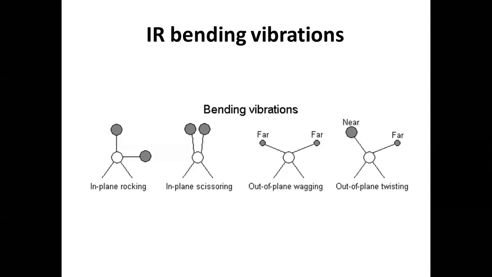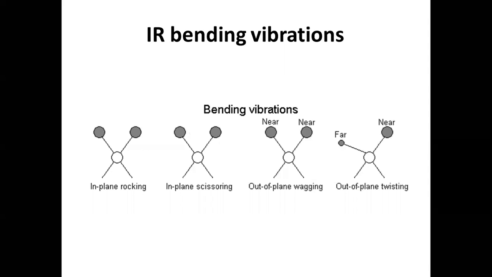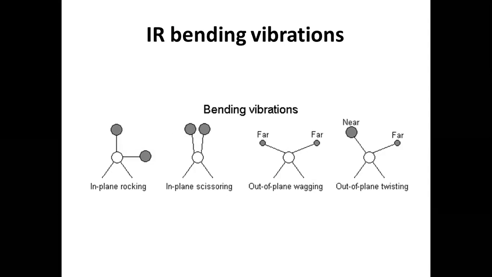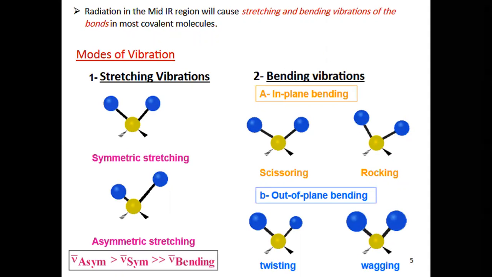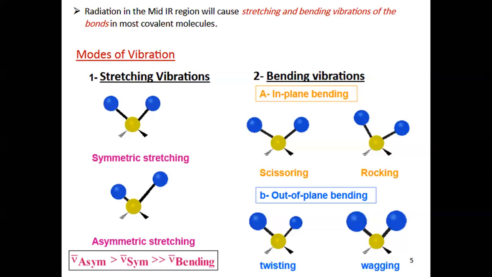Now for stretching, we know symmetric and asymmetric. Symmetric means both sides compress or expand in the same manner, and asymmetric means one side compresses while the other side expands. Like carbon dioxide: of the two oxygen atoms, one oxygen is expanding and one is compressing. This is known as asymmetric. When the two oxygen atoms both go in the same way, either expansion or compression, that is known as symmetric.